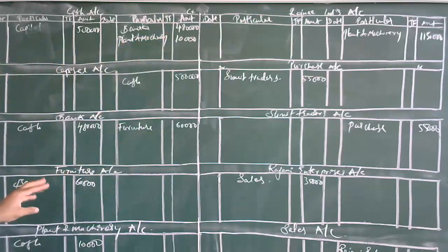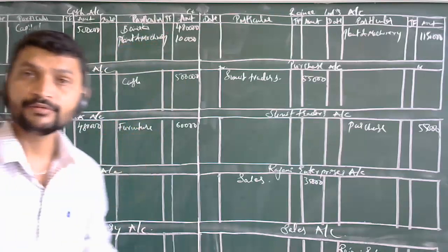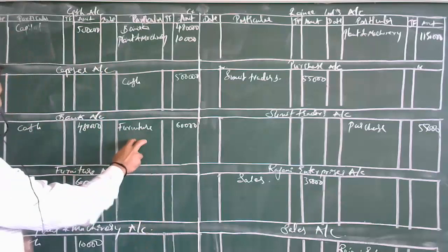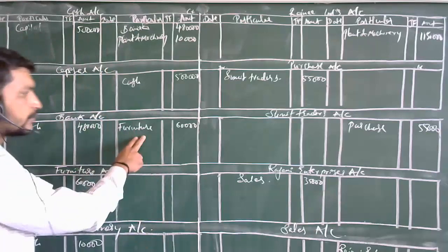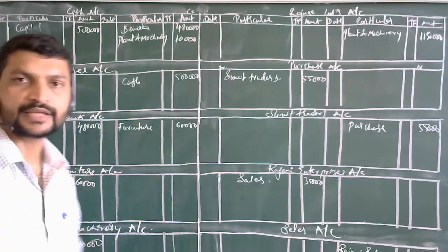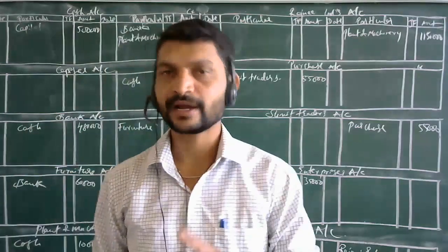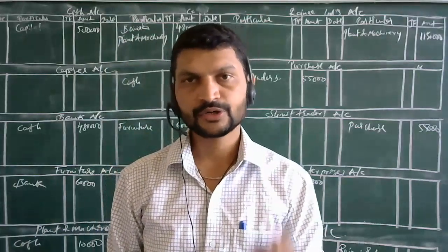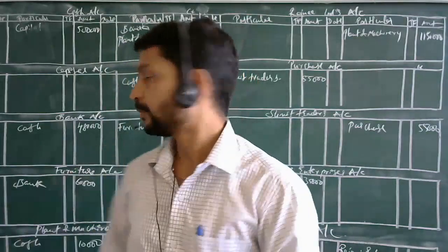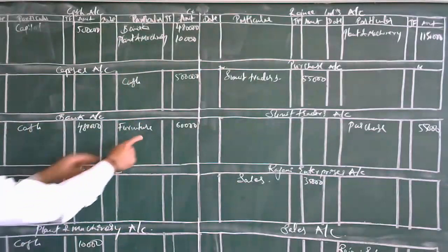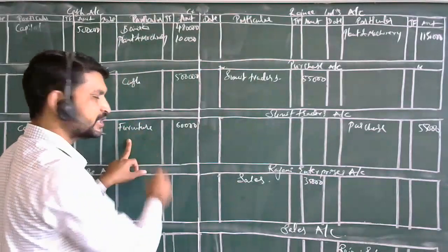Then next it was purchase of furniture and gave a check. On purchase of furniture they gave a check. So most probably the furniture account was debited there. Furniture account debit to bank account it was. How was the journal entry? Furniture account debit to bank account. The check was paid. So the furniture account is debited and the bank account is credited.